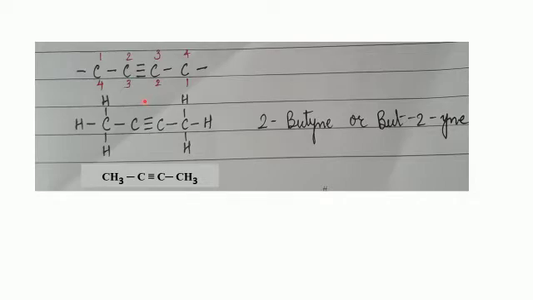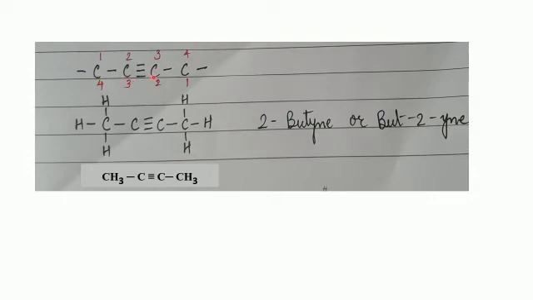We can have one more structure for butyne. First step is to arrange the 4 carbon atoms in one straight line. Now we have shown the triple bond between these 2 carbon atoms. If you number the carbon atoms from left to right, you get numbers 1, 2, 3, 4. And if you number from right to left, again you start from here 1, 2, 3 and 4.